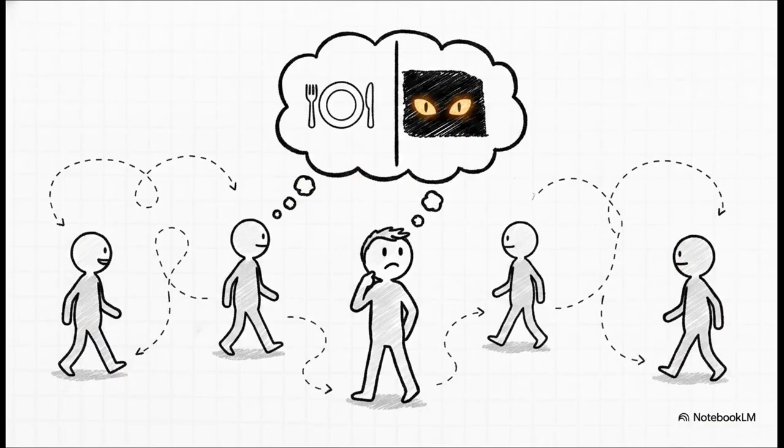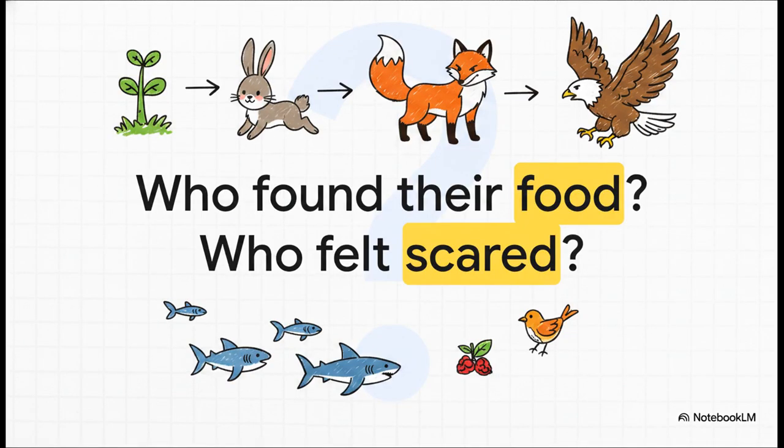Now, during this mingling phase, the rule is simple. You can't just talk to one person. Students must walk around and meet 2 to 3 new characters. Their mission? To figure out exactly who their food is and who is actively trying to make a meal out of them.